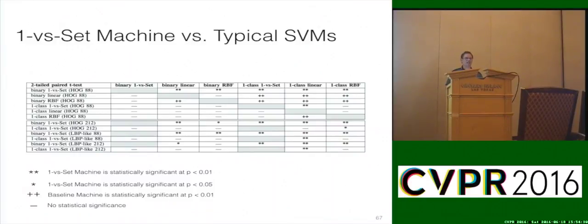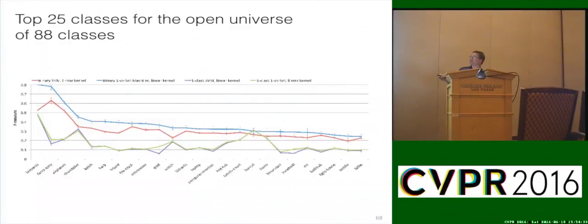If we look at performance over classes, is there a performance difference? Here we have 25 of the classes, things like bathtub, hot tub, and tripod. These are sorted by the accuracy of the 1-vs-set machine, which is why this curve is constantly going down. The others show how much better it was on particular classes. The red line is the binary SVM with a linear kernel. The blue is the 1-vs-set machine. The purple is the one-class, and the yellowish-green is a one-class 1-vs-set machine.